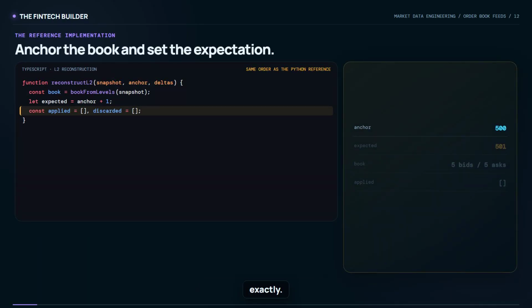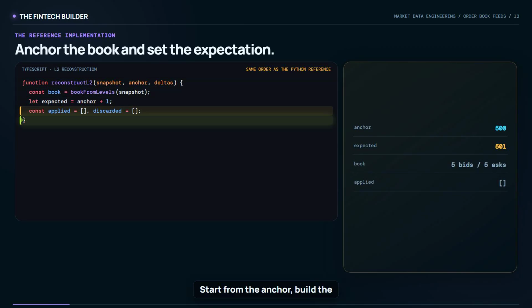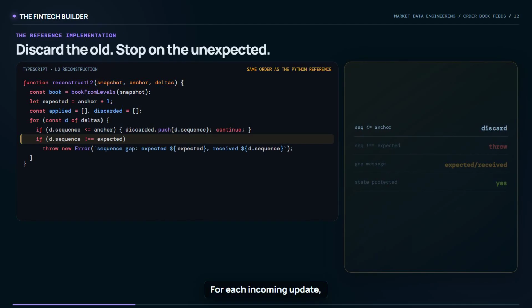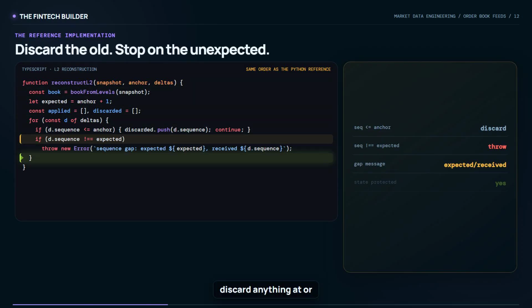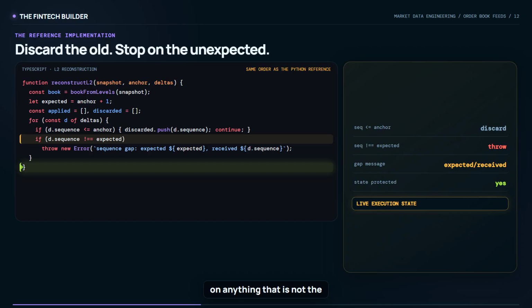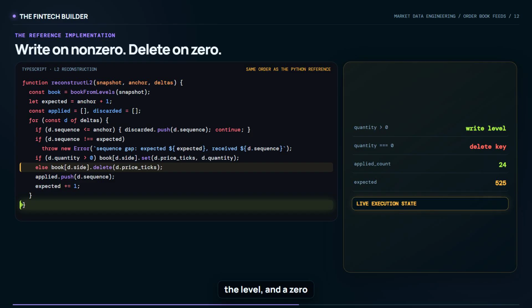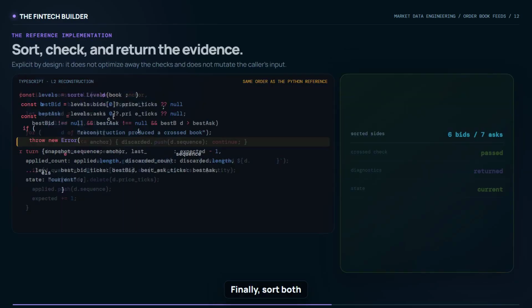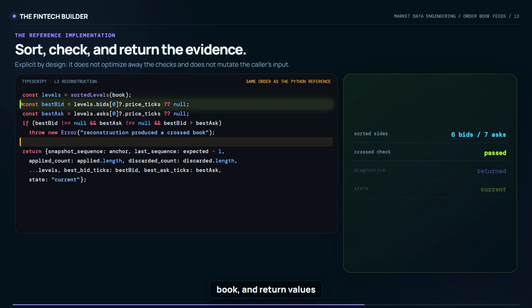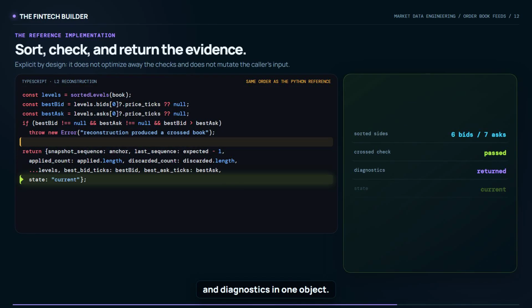The code follows that order exactly. Start from the anchor, build the book from the snapshot, and set the expected next sequence. For each incoming update, discard anything at or before the anchor, and stop on anything that is not the expected sequence. Then apply the transition. A non-zero quantity writes the level, and a 0 removes the key. Finally, sort both sides, check the top of book, and return values and diagnostics in one object. It is deliberately explicit. It does not optimize away the checks, and it does not mutate the caller's input.